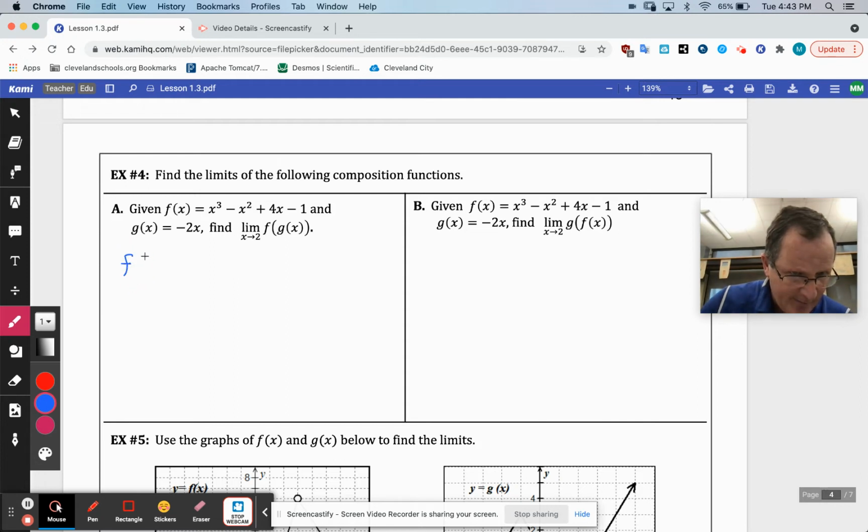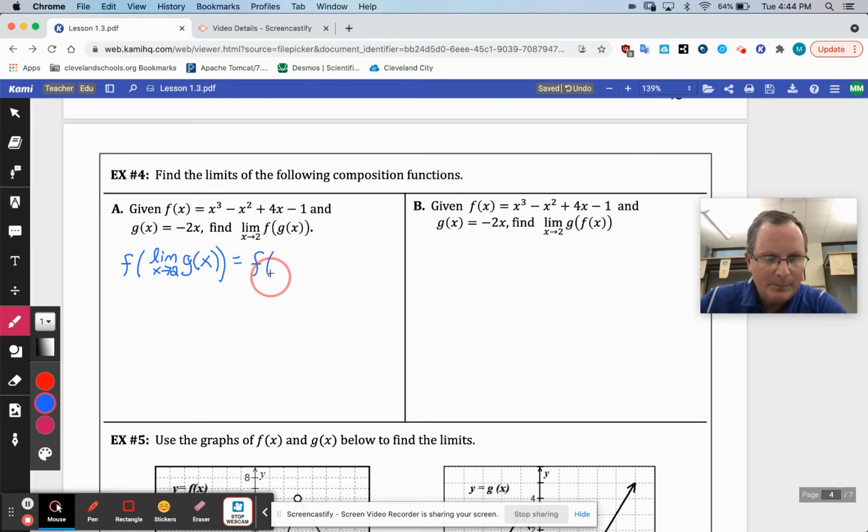So here we go. We've got f of the limit as x approaches 2 of g of x, which we can evaluate with a direct substitution. We do not have to do a table or a graph, because negative 2x is a continuous function. We'll talk more about that later. The limit as x approaches 2 of g of x, when g of x is negative 2x, is, and I won't skip any steps here, negative 2 times 2.